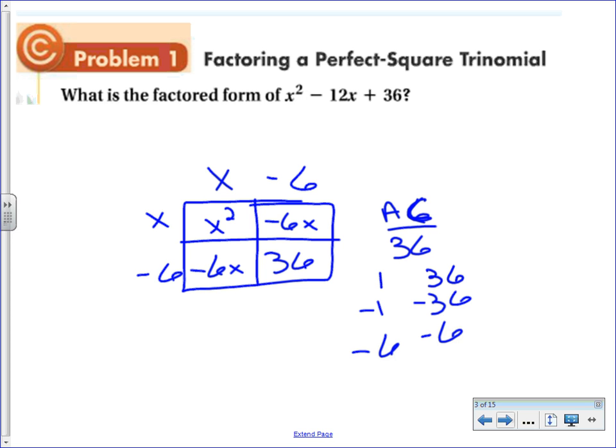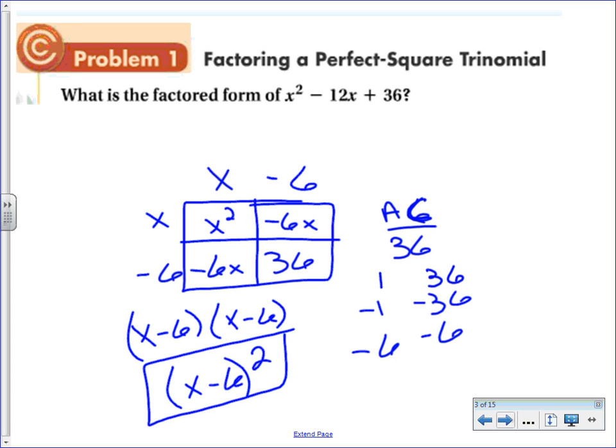Now, one thing you probably notice right now is you're getting the same thing on the top as the side. So you could put your answer as x minus 6 and another x minus 6. Or I would just put x minus 6 in parentheses squared, because that means that there's two of them. And that really is the right answer and the answer that I'm looking for.